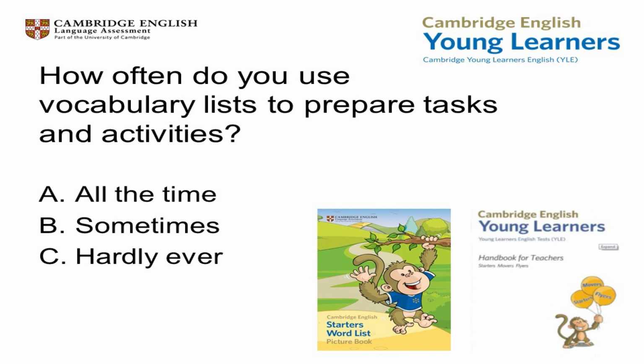All of you know that there are vocabulary lists available for Cambridge English Starters, Cambridge English Movers, and Cambridge English Flyers tests. These can be found in the Teacher's Handbook, which is available on the Teaching Support website. This picture on the right of your screen is taken from the front of the handbook. The other picture is from the Cambridge English Starters Word List picture book. So, how often do you use these vocabulary lists to prepare tasks and activities for your class? We'll be looking at some ideas for using these lists in a moment.